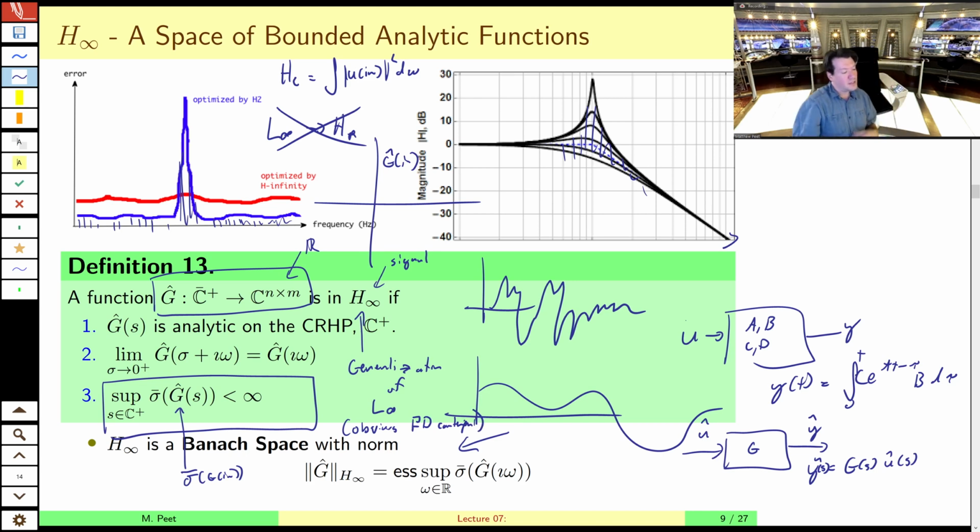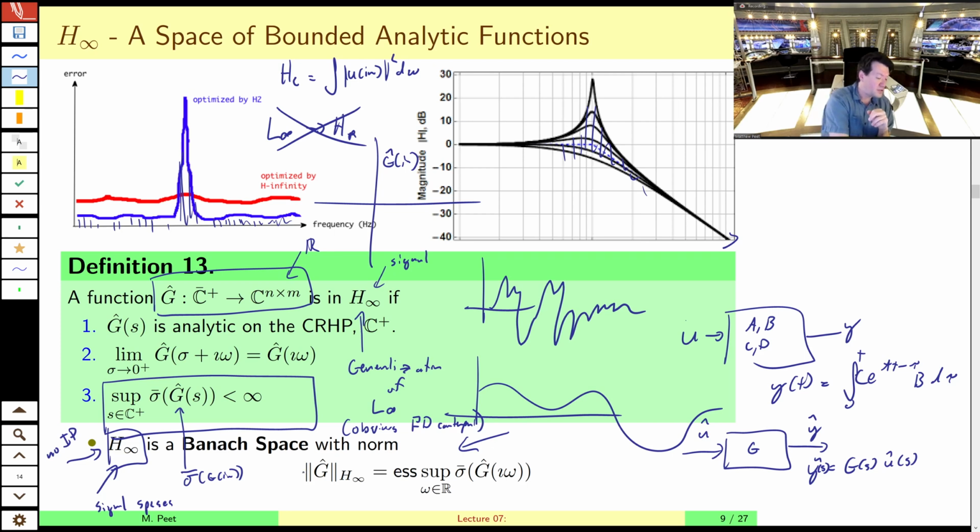Right. So this is a signal space. H-infinity is a signal space, not a system space, but it has that Banach norm space structure. It's not an inner product space, there's no inner product. But it does have a norm, and under that norm it's a Banach space, just as L-infinity is also a Banach space under the L-infinity norm.